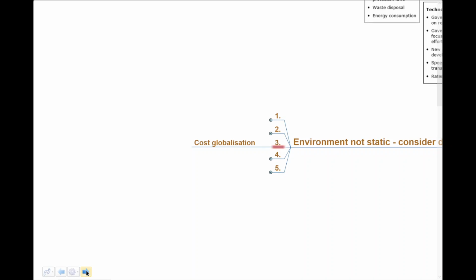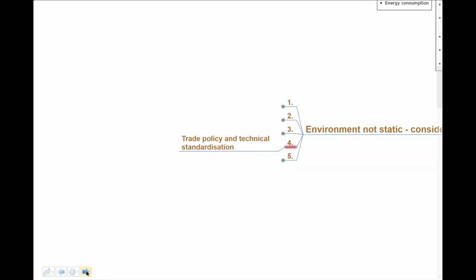Next key point is cost globalization. It was the idea that the fact that the world has become smaller, cost bases have changed in a number of different ways, and that's impacted upon by operations such as multinationals, transnationals, and indeed global entities. Costs are coming down. Next area is trade policy. Again, trade policy varies from country to country, but trade policy does change. Governments change, and governments have different views.